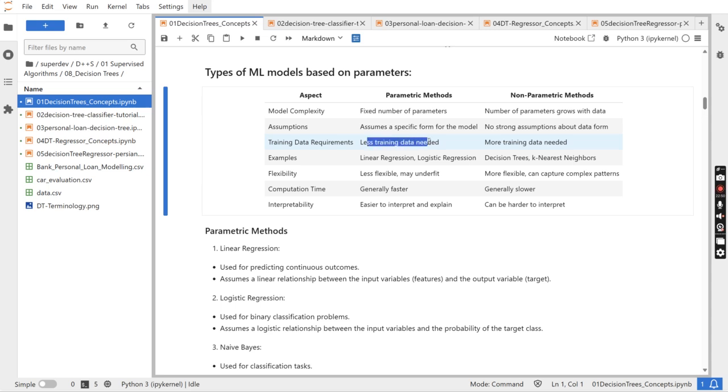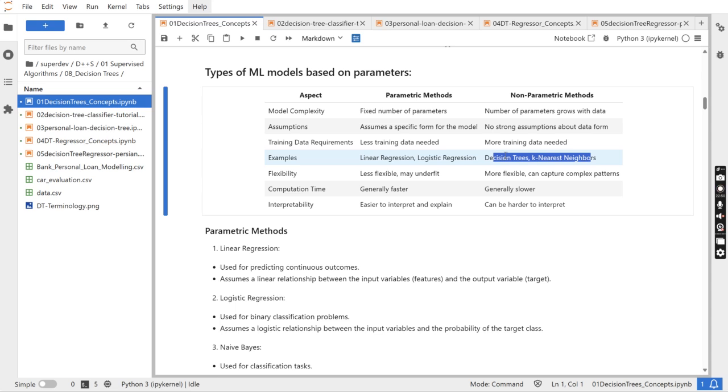Next, parametric methods require less training data. Non-parametric methods require more training data. Examples of parametric methods are linear regression and logistic regression. Here, decision trees and k nearest neighbors are non-parametric methods. Based on the number of neighbors you take, you're going to classify the point into a certain category. So hence k nearest neighbor also becomes non-parametric.